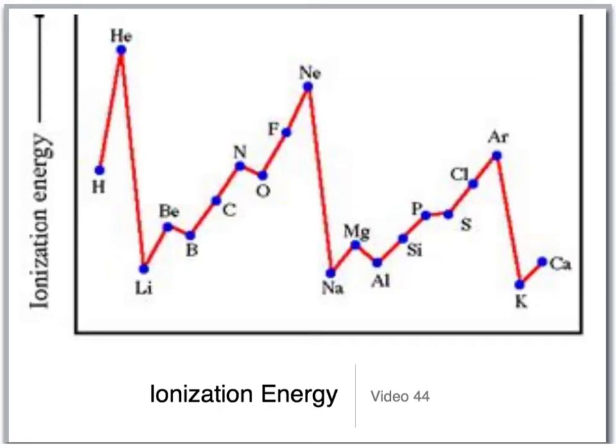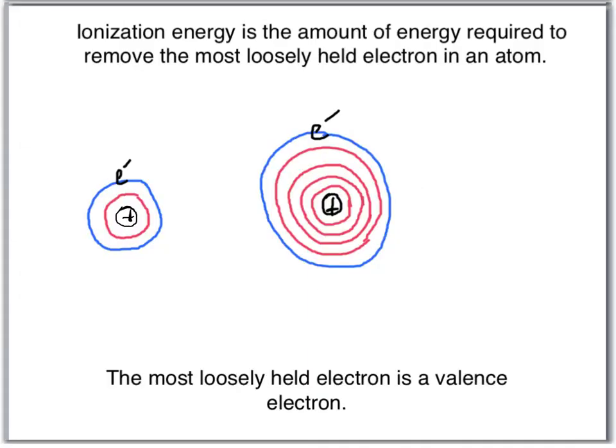We've covered two periodic trends, atomic radius and electronegativity, and we're going to talk about the third one now, ionization energy. So, in the simplest terms, ionization energy is the amount of energy it takes to remove the most loosely held electron in an atom. It's the electron that the nucleus has less control of, and it's going to be a valence electron.